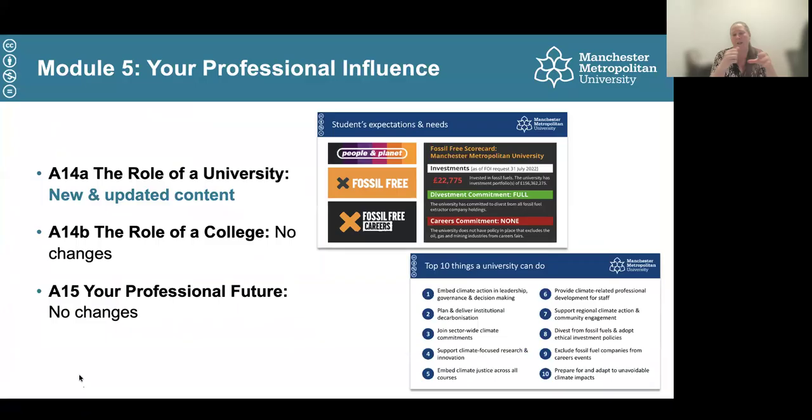In the role of a university, we have explicitly put in the fossil fuel scorecards from People and Planet to push the divestment point. And again, the top 10 things a university can do was from a relatively old friend's.